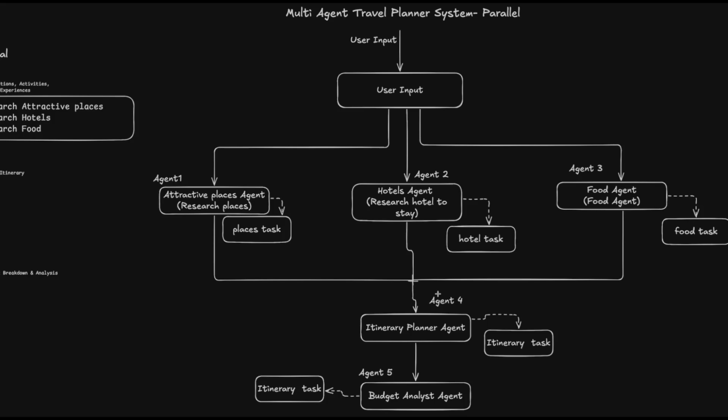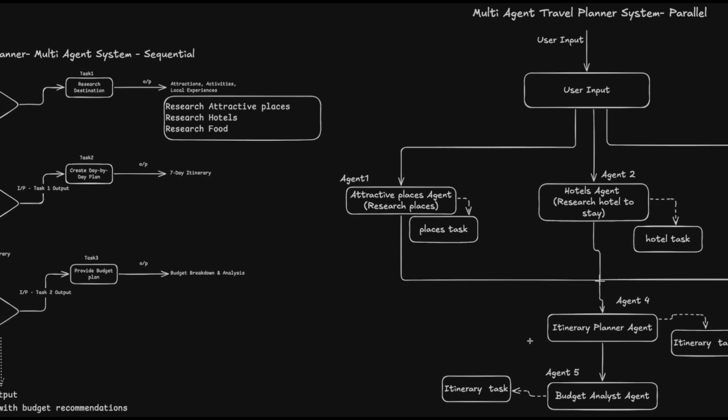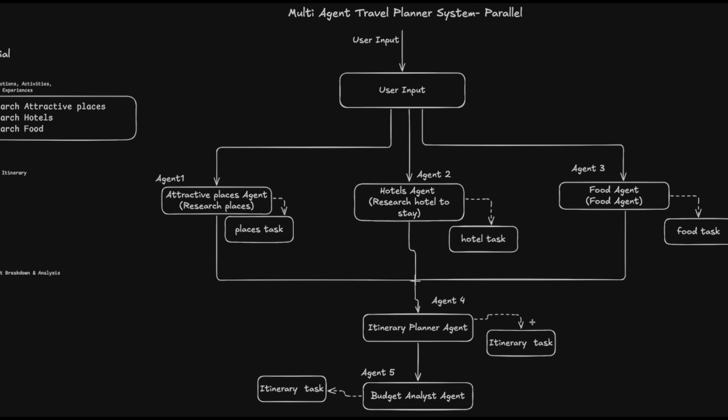When it produces the result, that result goes to an itinerary planner agent. This agent is going to prepare a day-to-day complete plan for 7 days. Then it goes to the budget analyst agent, which will look at the budget. Take a look: all these agents have their respective tasks, and these three tasks will be running in parallel. Then it will produce a result. This is the exact difference between sequential and parallel. In real-time systems, we'll be using the parallel or hierarchical pattern while building an agent.